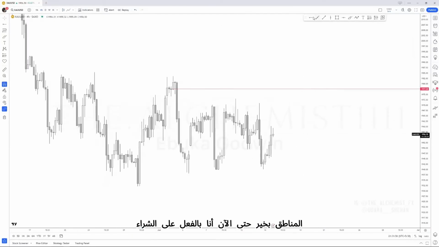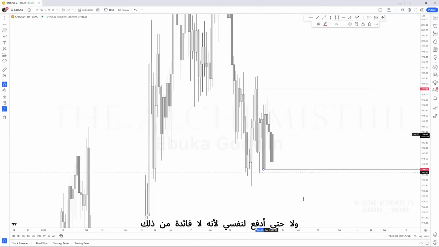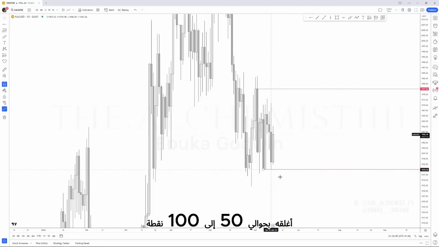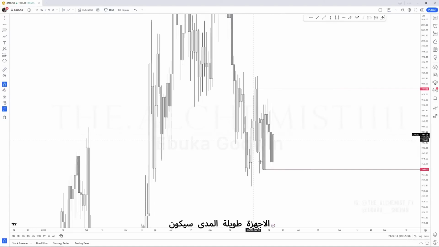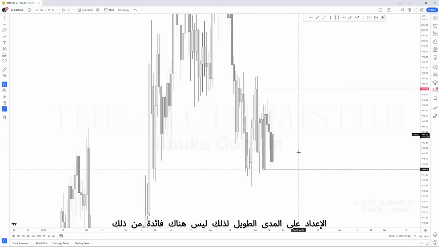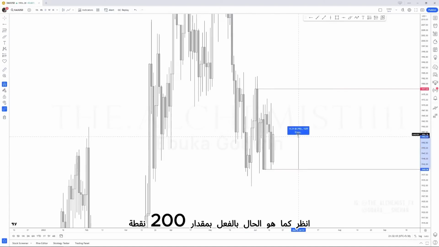Now I'm already on a buy in here. Did not even pay myself because no point of paying myself here, right? Because it's a high risk setup. For high risk setups, you're not going to just close it with around 50 to 100 pips. No, because these are coming from the weekly time frame, so it's going to be long-term setups. There's no point of paying yourself at 50 to 100 pips. See, already it is up by 200 pips.